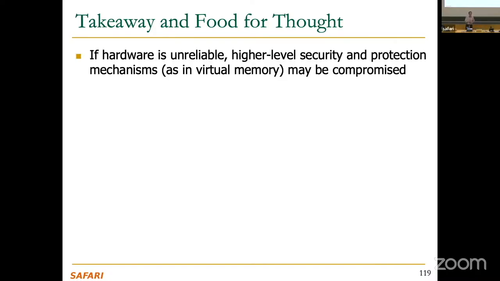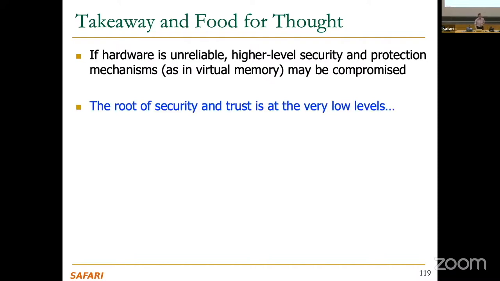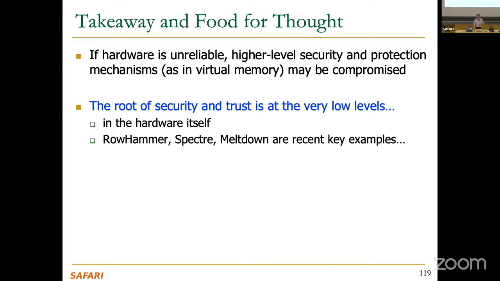RowHammer actually opened up a lot of hardware security research. Essentially, if hardware is unreliable, your higher level security and protection mechanisms may be compromised completely, right? This basically indicates that the root of security and trust are actually at the very, very low levels. If you don't have some security at the very low level, then you're not going to build secure mechanisms at the higher levels. So you can do as much as you want at the operating system level, it doesn't matter. Because someone will cause a bit flip in some way and circumvent those mechanisms, right? Basically, the root of security is really in the hardware and the physics itself.